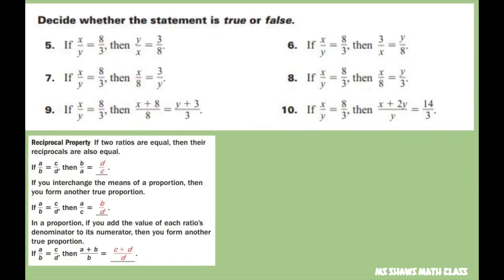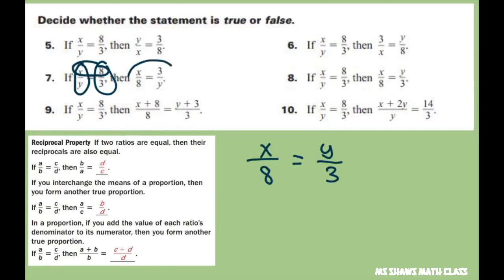Okay, the next one, we're doing the horizontal one. So they're saying if x is to 8, then you can write it as x goes with y. So you would put y and 8 goes with 3. So that would be 3, which is not what they wrote. So this is false as well.